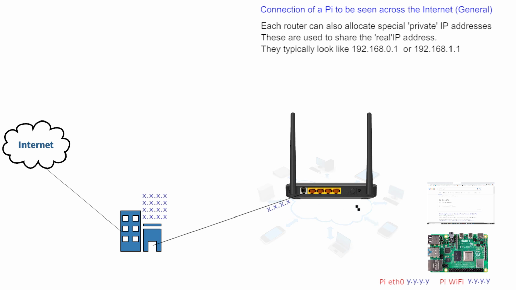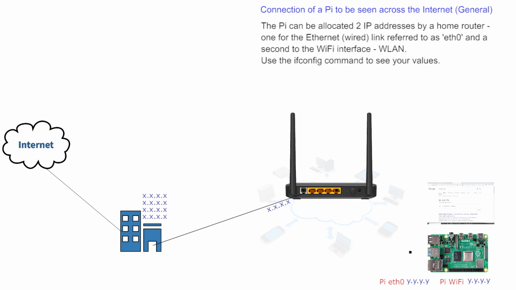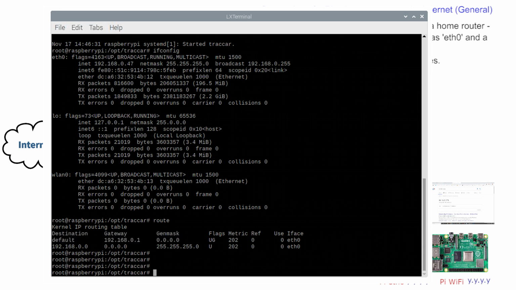Well, internally, the Pi has an address or even two allocated by the router, one for the wired Ethernet port and one for the Wi-Fi connection. You can see them by entering ifconfig at the console. Make a note of the eth0 value or WLAN value if eth0 is not available. The wired interface eth0 is the better one to use.